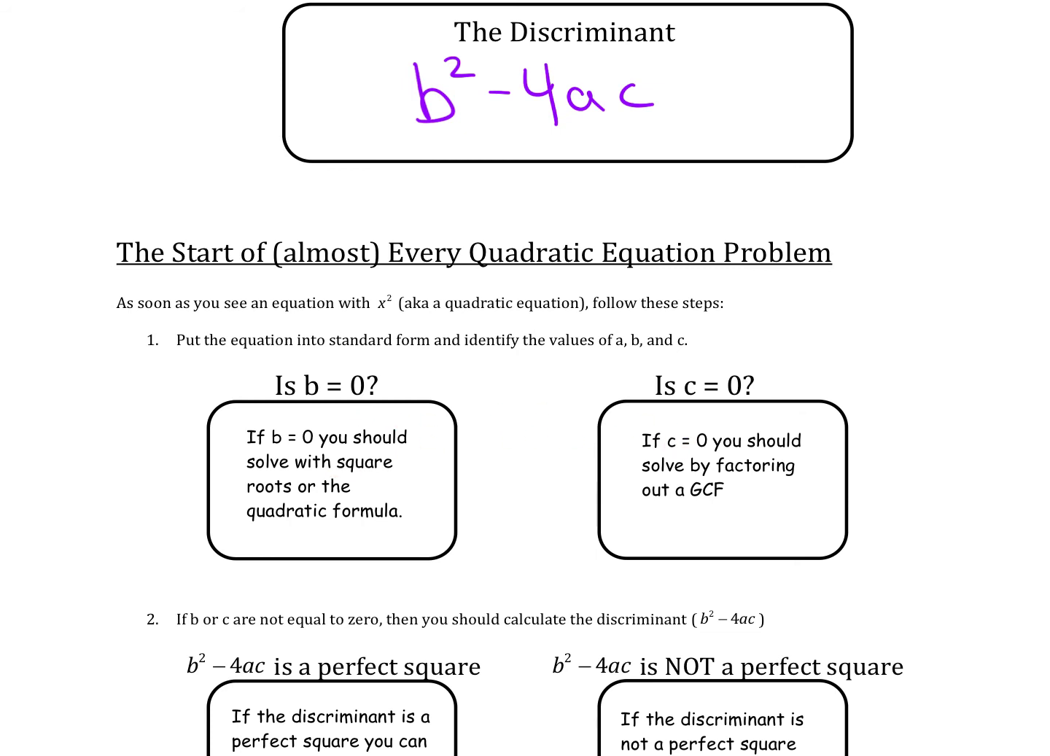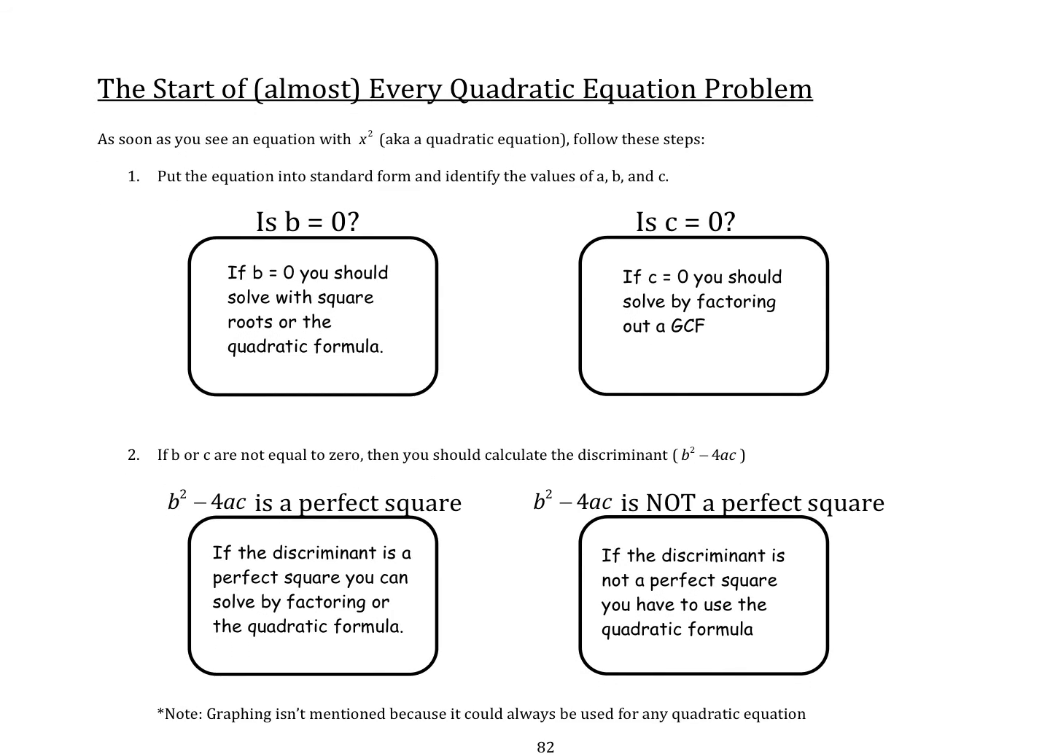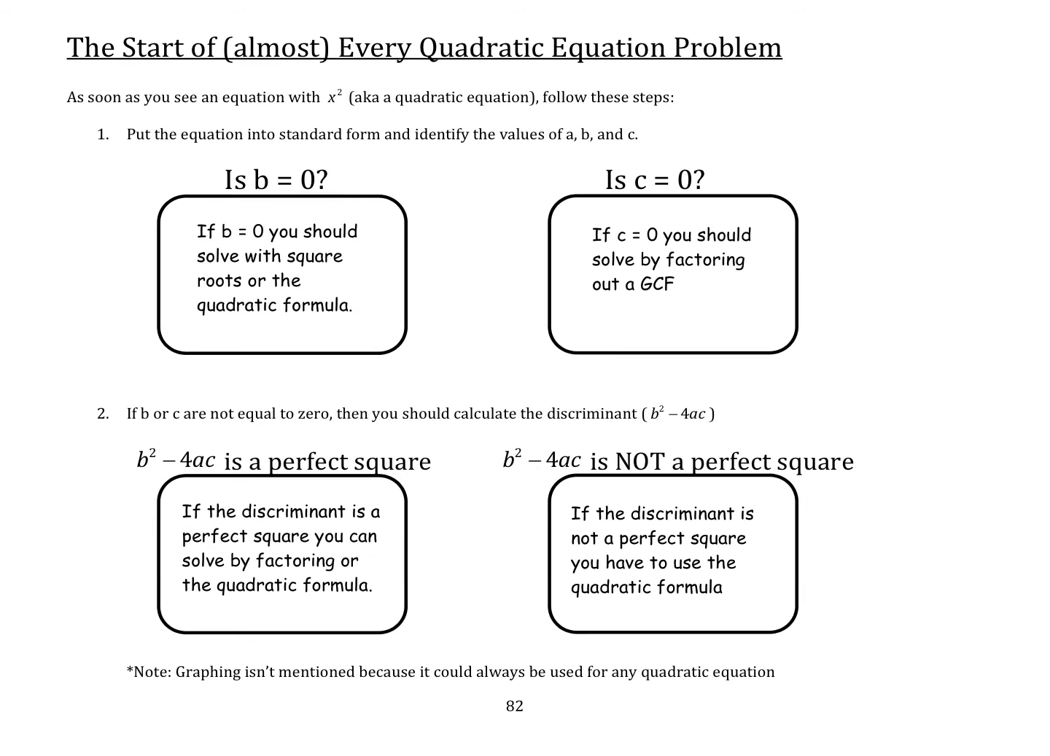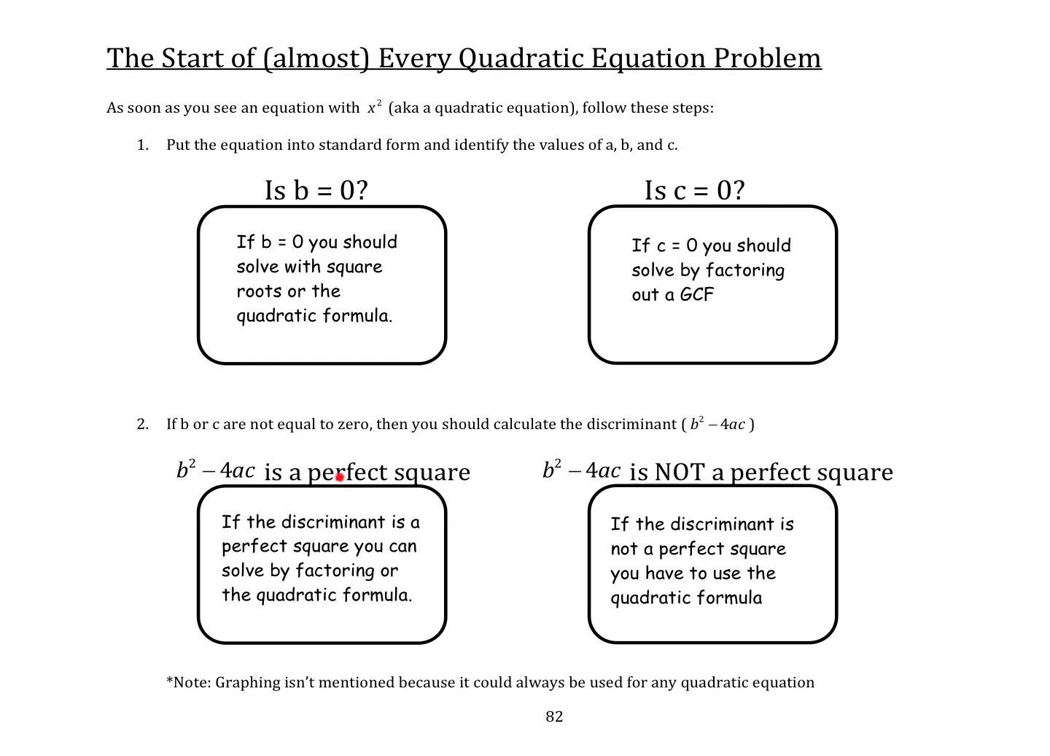Then, if that's not the case, if we have an a and a b and a c and none of them are 0, we can check the discriminant. Basically that's going to tell us, does it factor or not? If the discriminant, b squared minus 4ac, is a perfect square, then we can solve by factoring. If it is not a perfect square, then we have to use the quadratic formula.